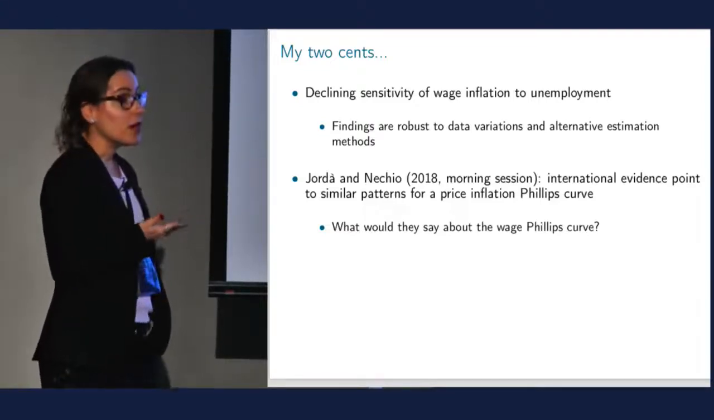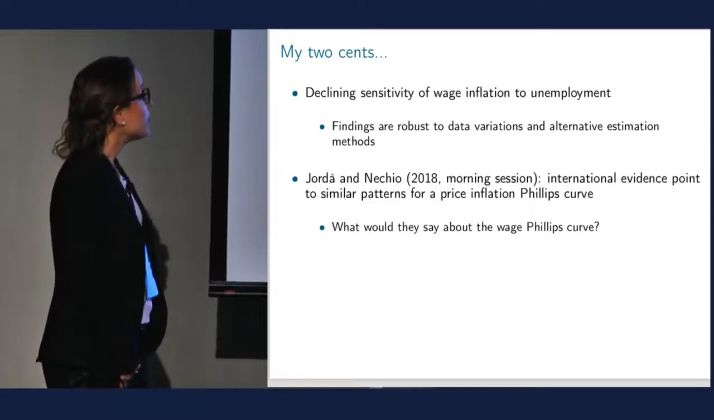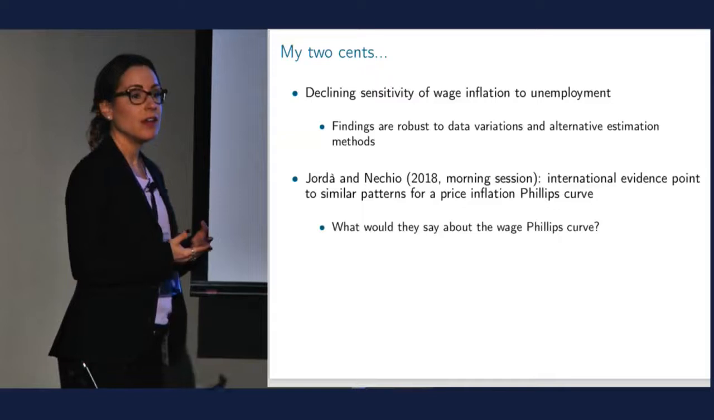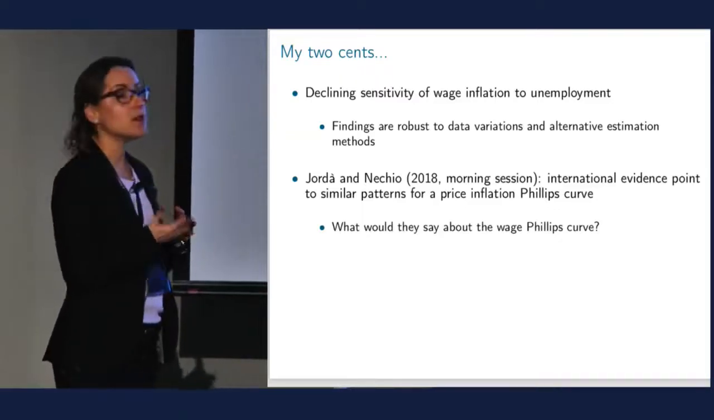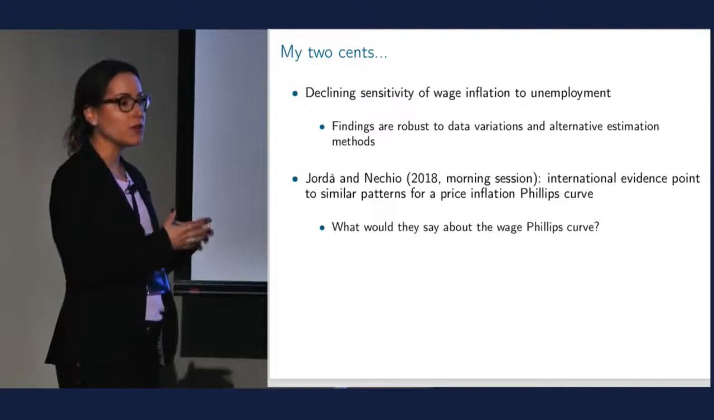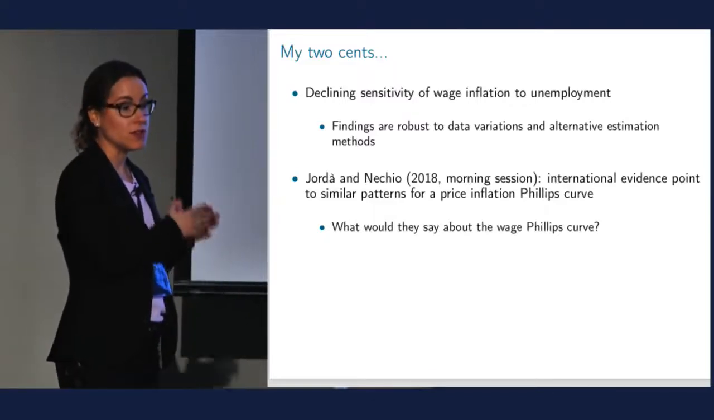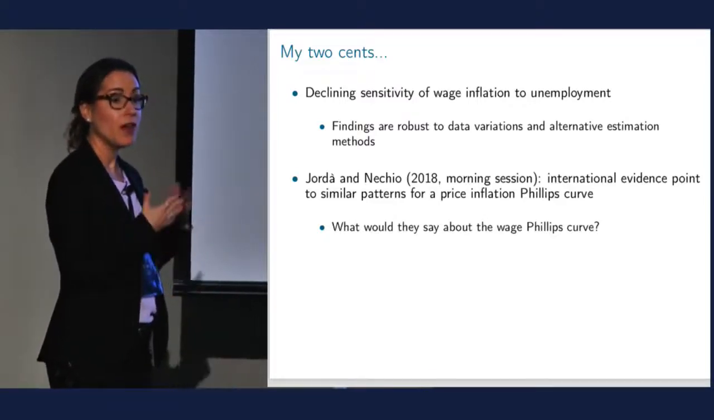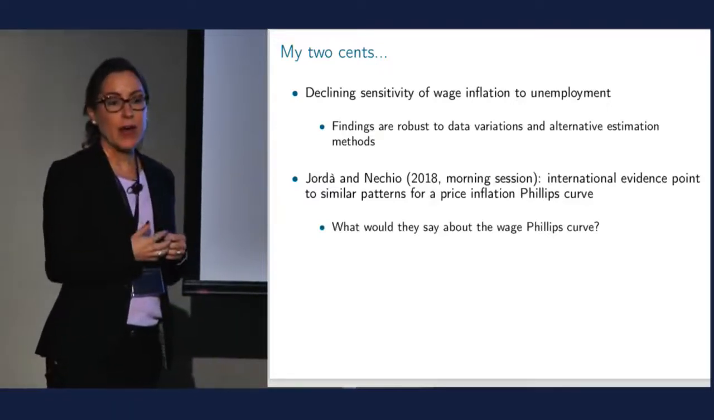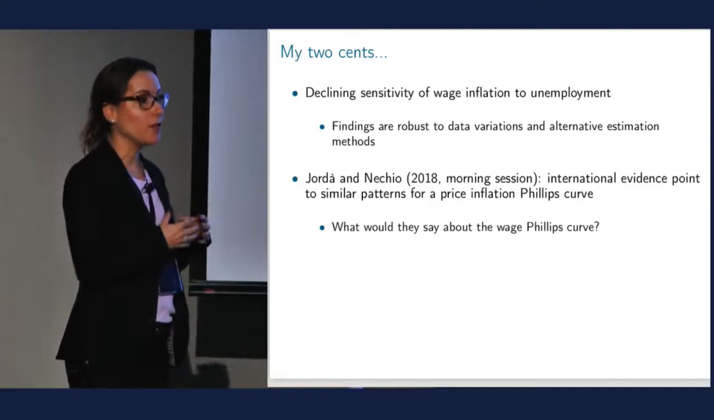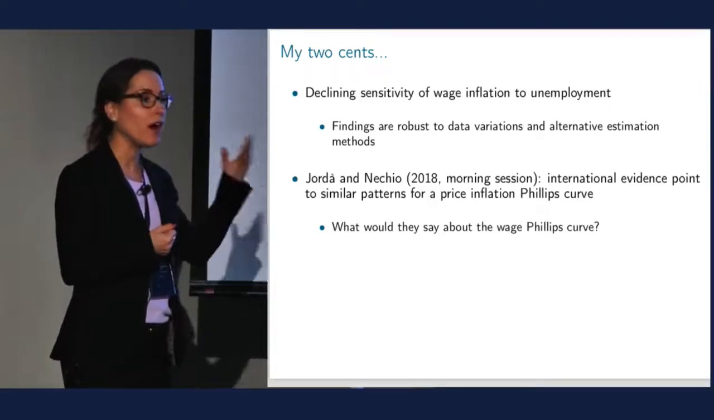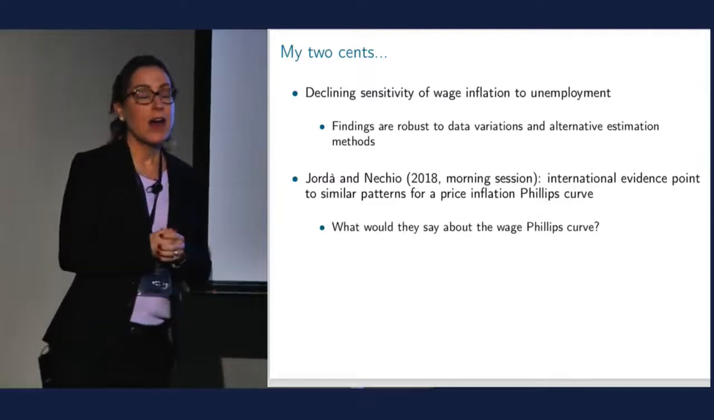Interestingly, this morning, Oscar presented our paper in which we were showing similar evidence in some ways, but using the price inflation Phillips curve. So one of the main results in Galli and Gambetti here is that the slope of the wage Phillips curve has declined. Oscar and I showed in our paper that the slope of the Phillips curve is much smaller than it used to be in the past.